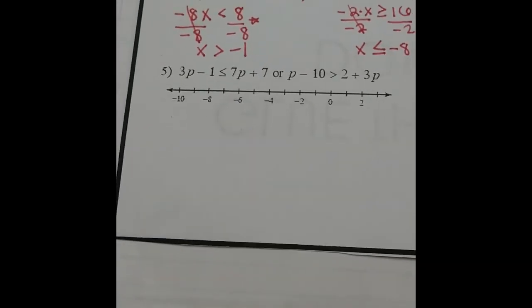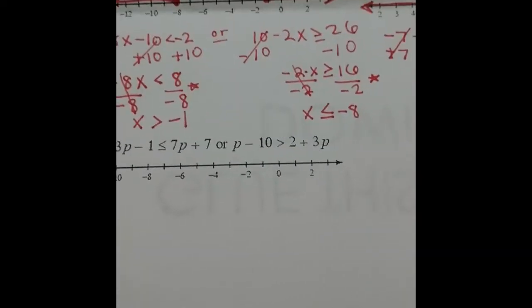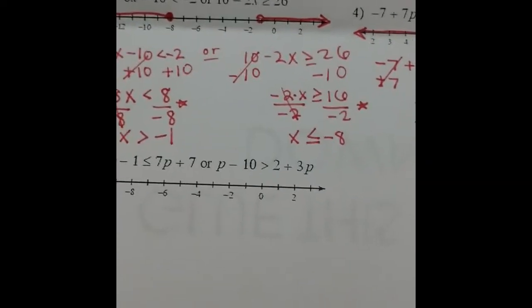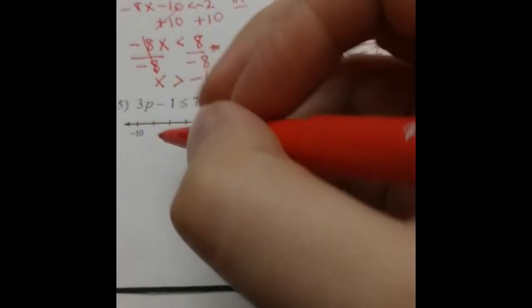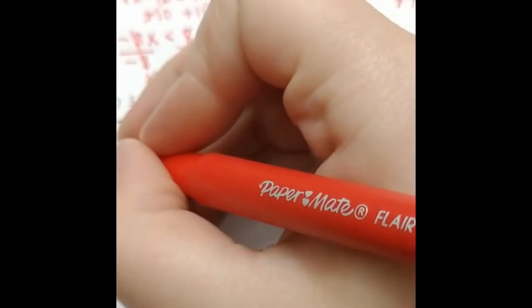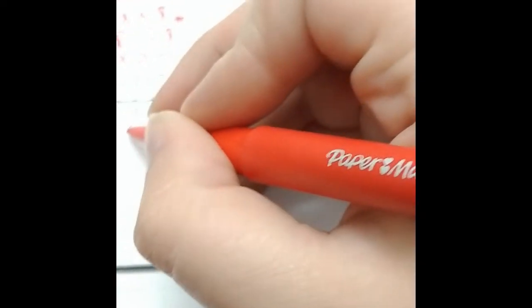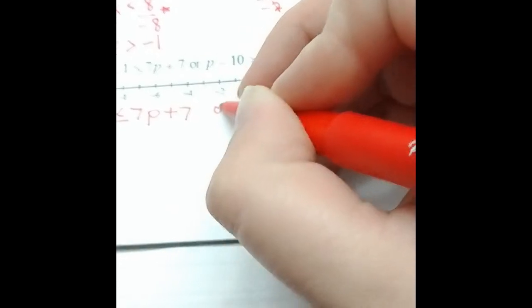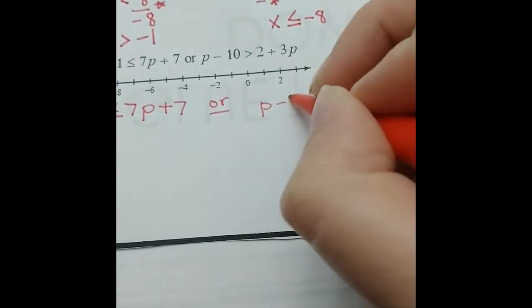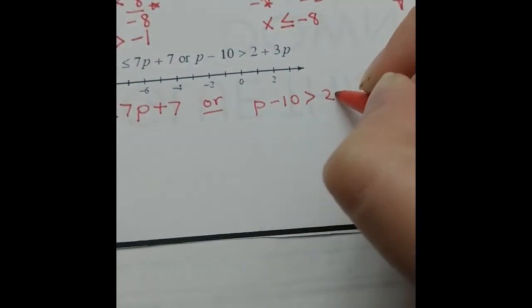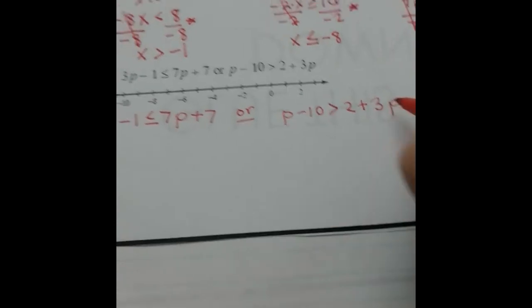Alright, last one. We can do this. So, this one we've got variables on both sides. So 3p minus 1 is less than or equal to 7p plus 7. Or p minus 10 is greater than 2 plus 3p.